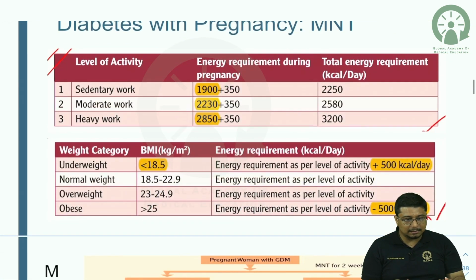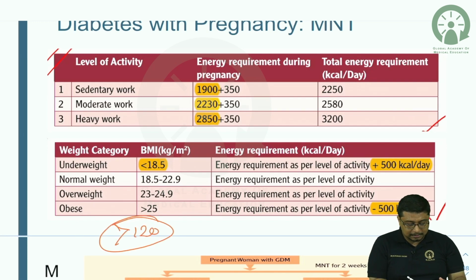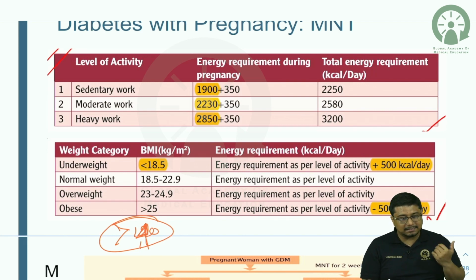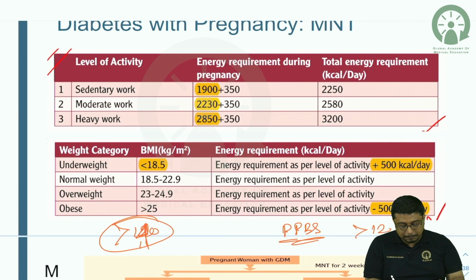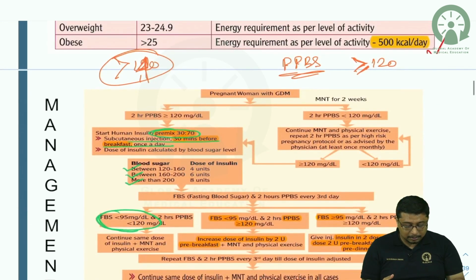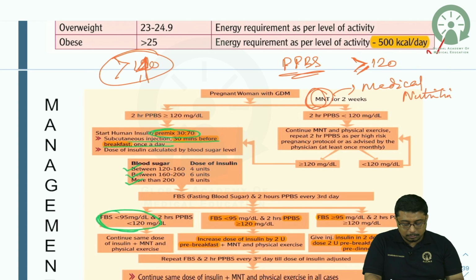So this chart is of calorie calculation, what is to be given to a diabetic mother. So what to do when somebody's sugar has come more than 140. We start this particular diet and exercise, 30 minutes of brisk walk at least 5 days a week, and we check PPBS after 2 weeks. If PPBS is still 120 or more, we need to start medicine. If it is less than 120, then we can continue with our diet and exercise, which is known as medical nutrition therapy, or MNT.